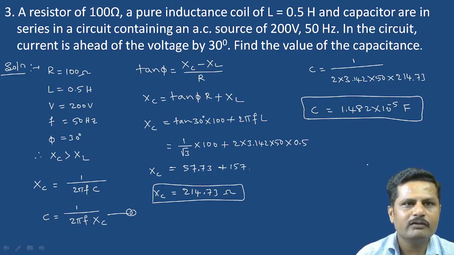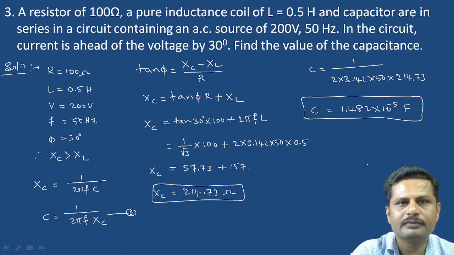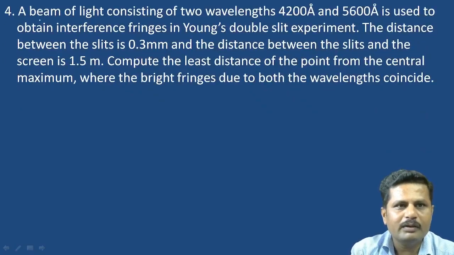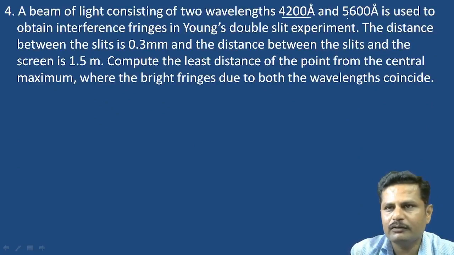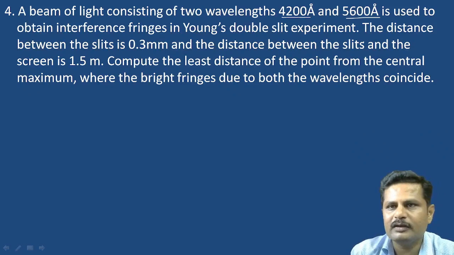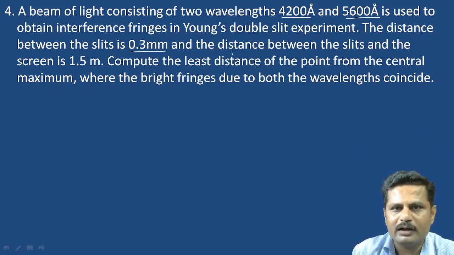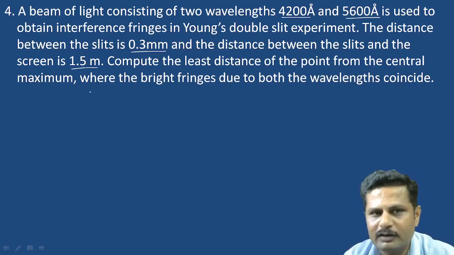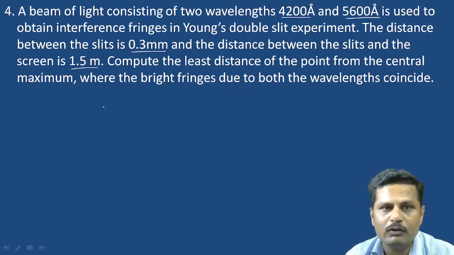Okay, let me go for the next question. That is, a beam of light consisting of two wavelengths 4200 angstrom and 5600 angstrom is used to obtain interference fringes in Young's double slit experiment. The distance between the slits is 0.3 millimeter and the distance between the slits and the screen is 1.5 meter. Compute the least distance of the point from the central maximum where the bright fringes due to both the wavelengths coincide.